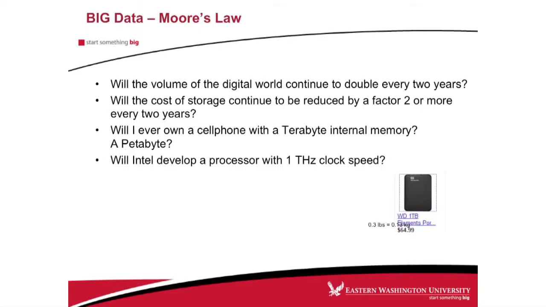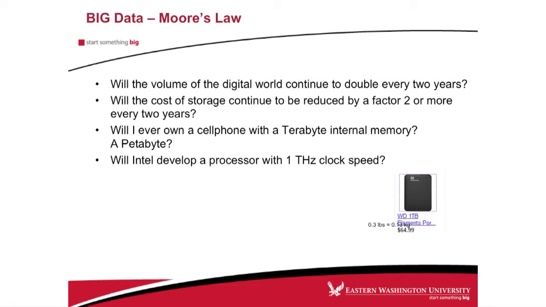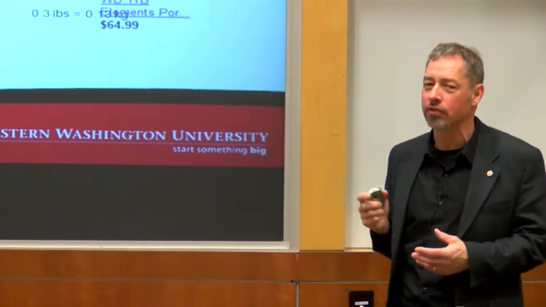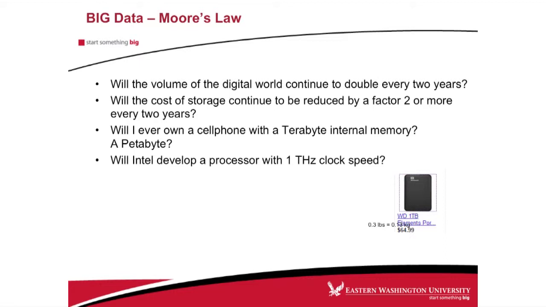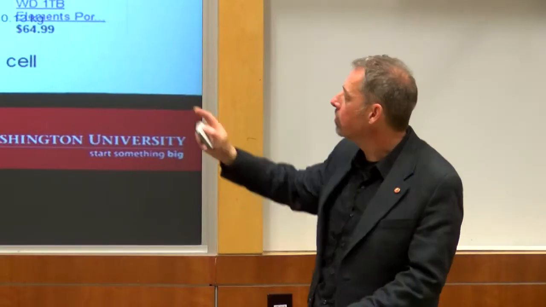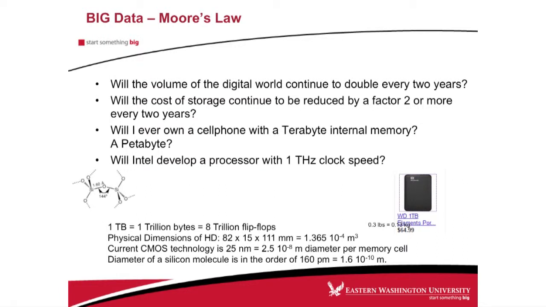Just an interesting note here about how things are getting tinier. I looked a few months ago at how much a typical 1 terabyte hard disk costs. You can buy those for about $65, and that was a month ago, so now it's probably $50. If you do the math here, a terabyte is 1 trillion bytes, so 8 trillion flip-flops. A flip-flop is basically a few transistors. The physical dimension of this drive is 82 by 15 by 111 millimeters. So if you look at it in terms of number of transistors per unit volume, you have data like this.